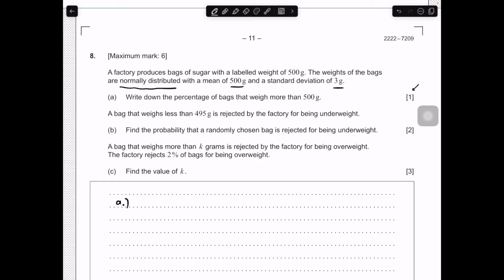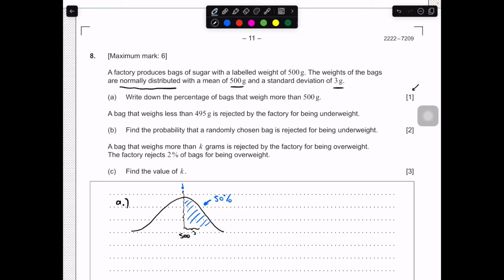So part A, sometimes it's a good idea to draw a sketch to kind of see what is going on here. So we have a situation, number of bags of sugar, they're normally distributed. We have a mean of 500, and we have a standard deviation of 3 grams. Write down the percentage of the bags that weigh more than 500 grams. And in this case, it's going to be all the values to the right of the mean. And since this is the line that divides it, without even using NormCdf, we know that this is equal to 50%.